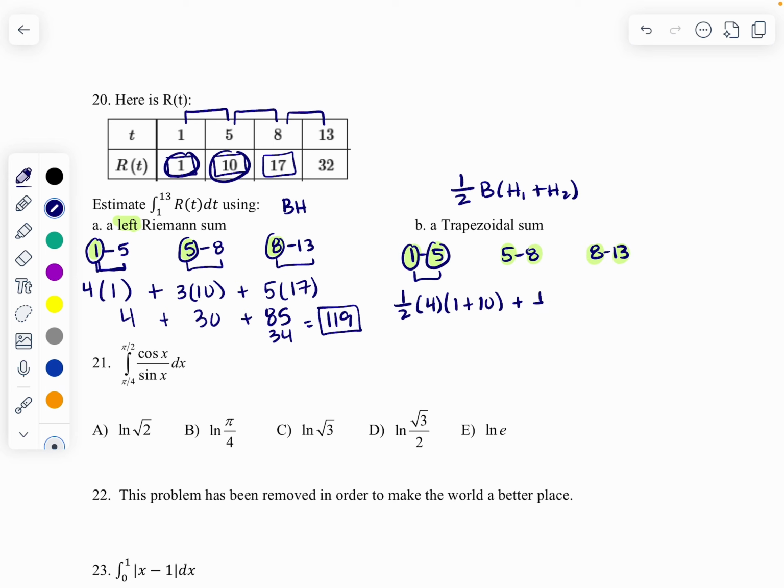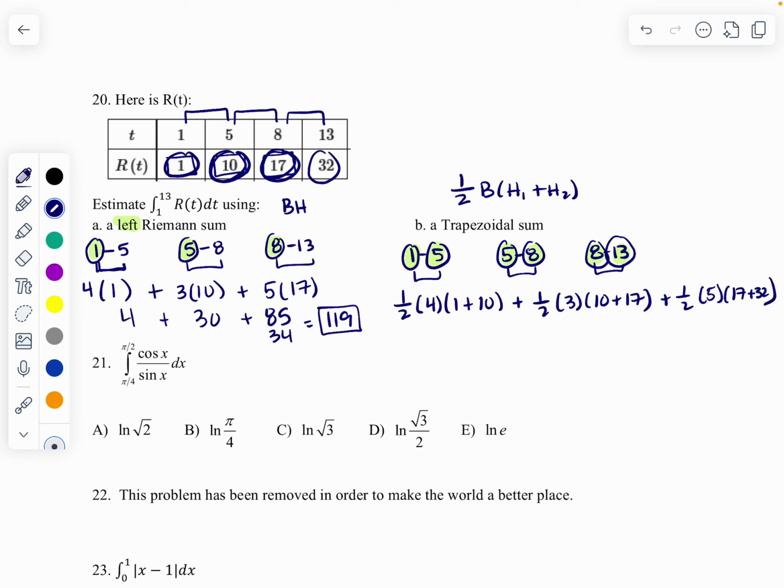Okay, then keep going. 1/2, the base here is 3. The height at 5 is 10. Plus the height at 8 is 17. And then at the very end there, last one, I have 1/2, the base is 5. The height at 8 is 17. And then the height at 13 is 32.